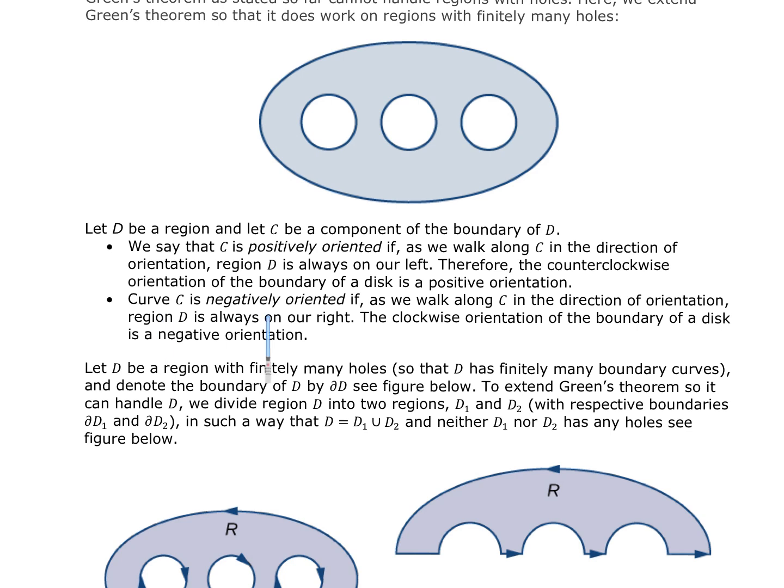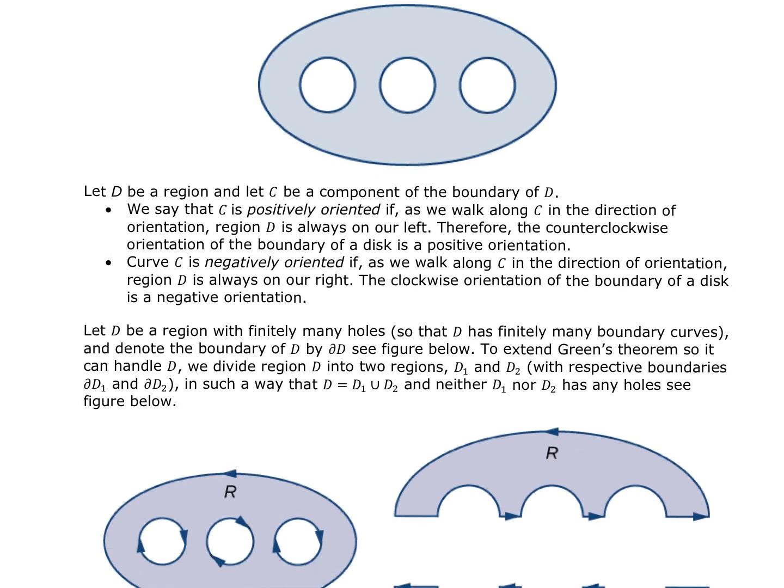Therefore, the counterclockwise orientation of the boundary of a disk is a positive orientation. The curve C is negatively oriented if we walk along C in the direction of the orientation and the region D is always to our right. The clockwise orientation of the boundary of a disk is a negative orientation. We didn't talk about that before, but now we are.